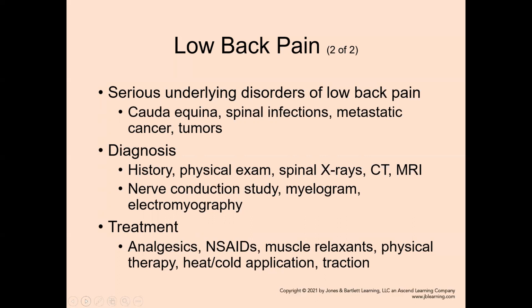Other things that can help with the diagnosis include a nerve conduction study, a myelogram, and an electromyelogram, and that helps with seeing the muscle activity, which is the nerve activity of the muscle. Treatment includes analgesias, NSAIDs, muscle relaxers, physical therapy, heat or cold application, and traction. You may also, if it's a chronic back pain, refer them to the chiropractor, or they may also, at some point, if the pain is that bad, need spinal surgery.